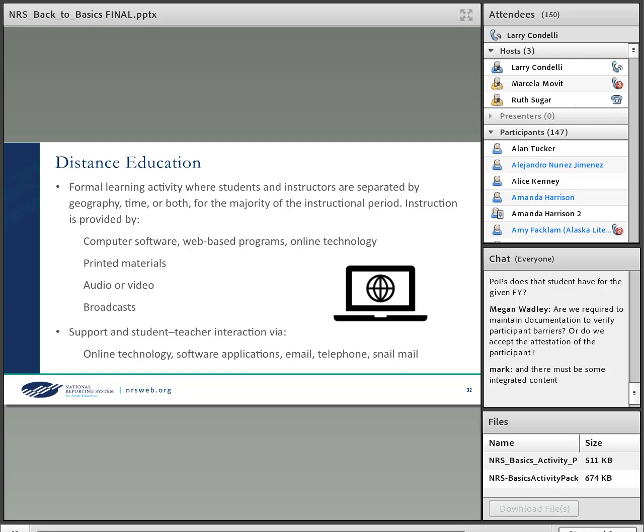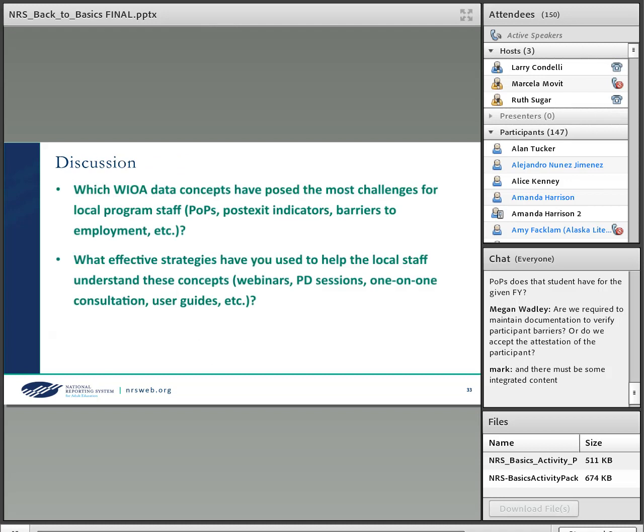So that is an allowable activity. There's a state policy that you have for defining who distance learners are. They can be completely distance or hybrid, a combination of both. Instruction, as I say, is provided by these approaches: technology, software, telephone, etc., and mail.